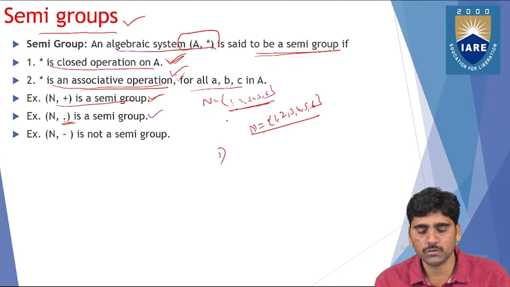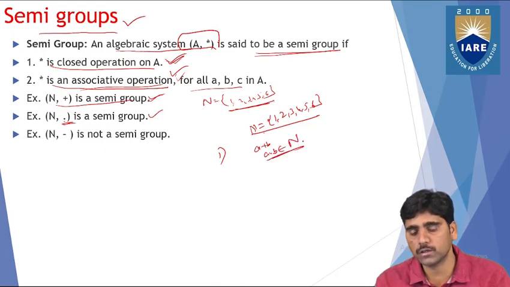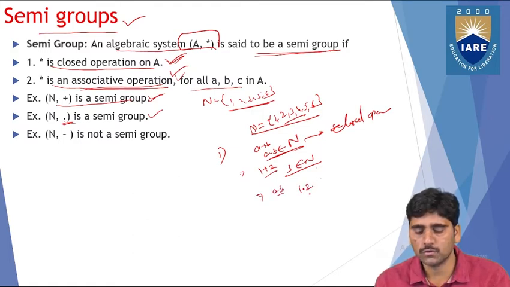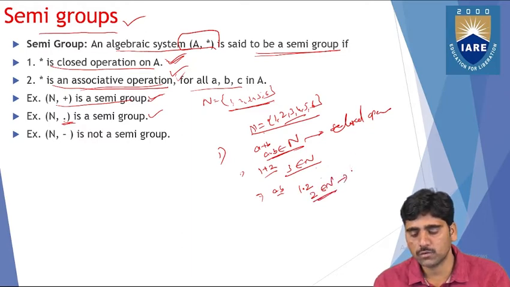First of all, what is meant by a closed operation? We know that a plus b or a dot b belongs to N. Then it is said to be a closed operation. So what we see: a is 1, b is 2, 1 plus 2 is 3, and 3 belongs to N. Similarly, a dot b is 1 dot 2, which is 2, and 2 belongs to N. So it satisfies the closed operation.